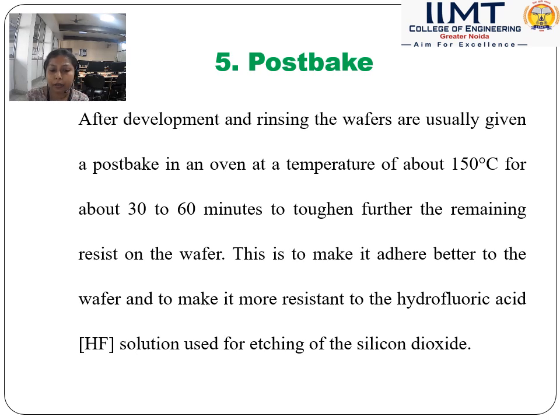And the fifth part is post-bake. After development and rinsing, the wafers are usually given a post-bake in an oven at a temperature of about 150 degrees centigrade for about 30 to 60 minutes to toughen further the remaining resist on the wafer. This is to make it adhere better to the wafer and to make it more resistant to the hydrochloric acid solution used for etching the silicon surface.